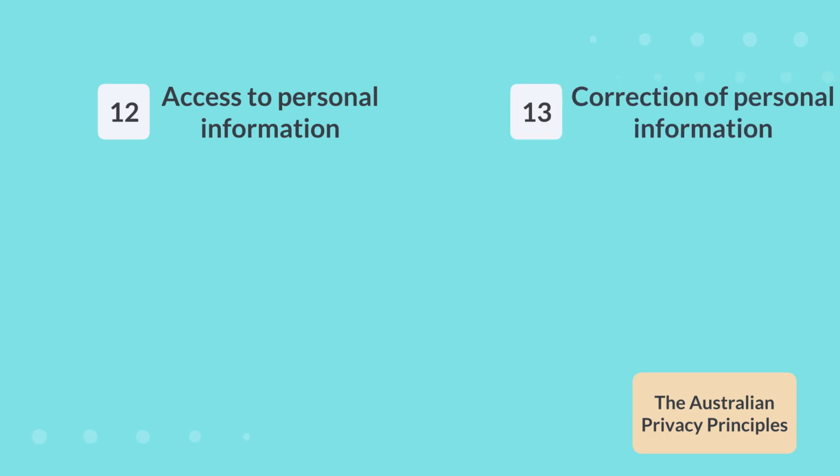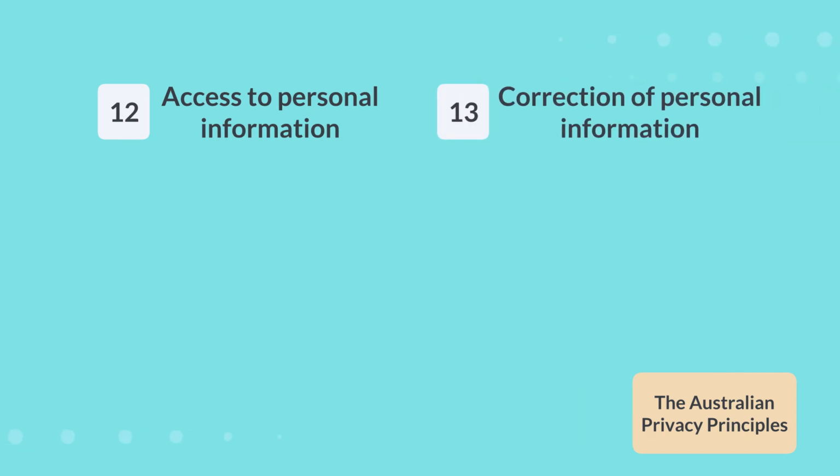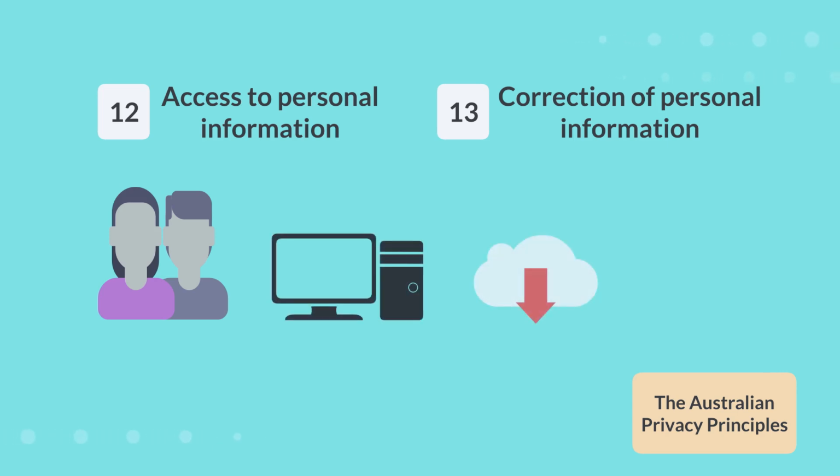The last 2 principles are access and correction. Put simply, these 2 principles require an organization to firstly give a person access to the data they hold about them if requested, and secondly to correct their data if the individual requests it. We'll look at these 2 topics again in the context of data integrity.